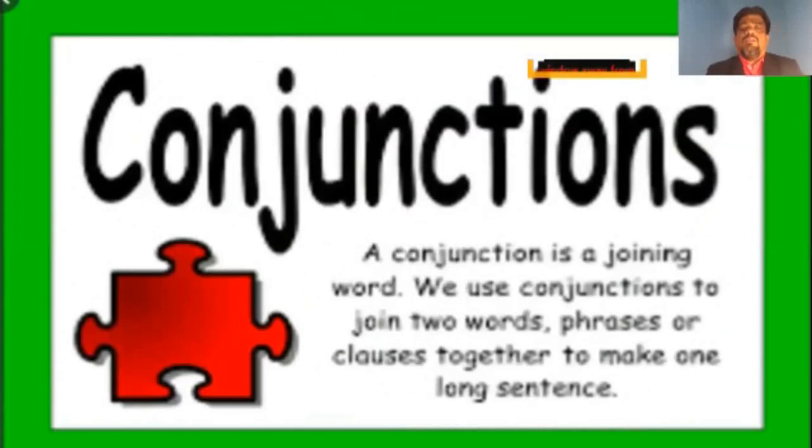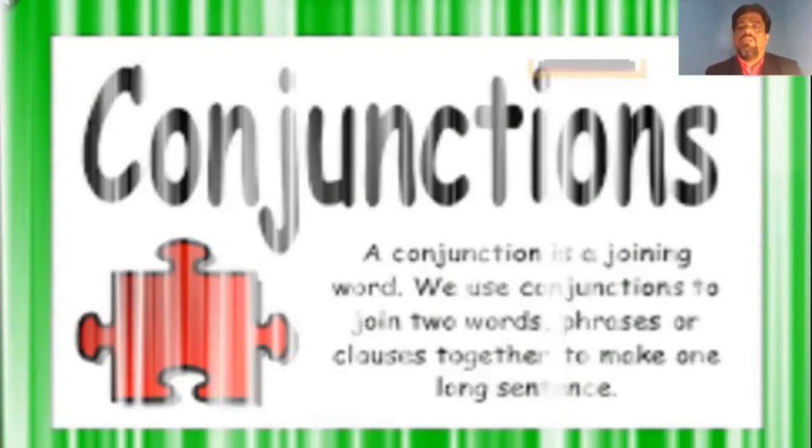Now, we may find a conjunction is a joining word. This is the definition of a conjunction. A conjunction is a joining word. We use conjunctions to join two words, phrases, or clauses together to make one long sentence. And this is the reason why we use conjunctions. We use conjunctions to join words, phrases, sentences. Let us look at some of the examples.